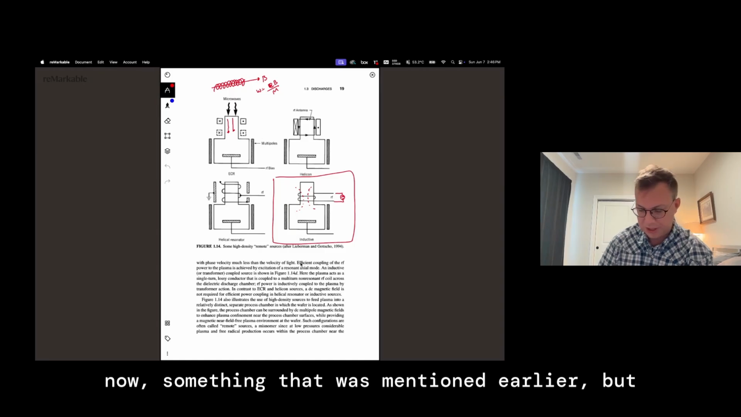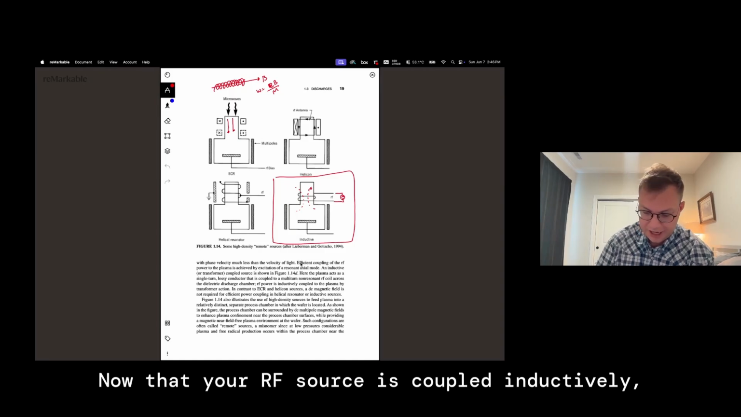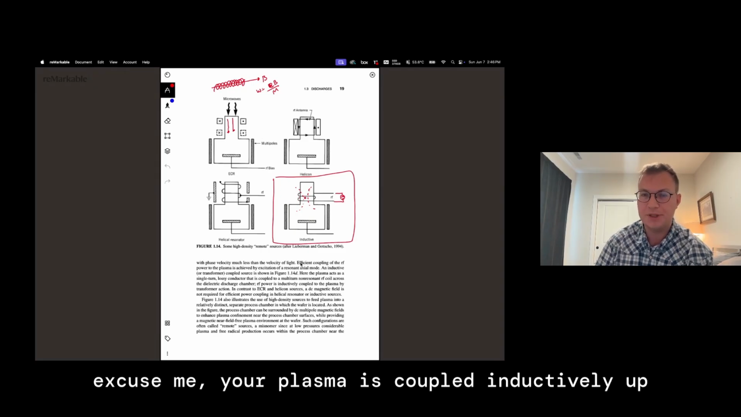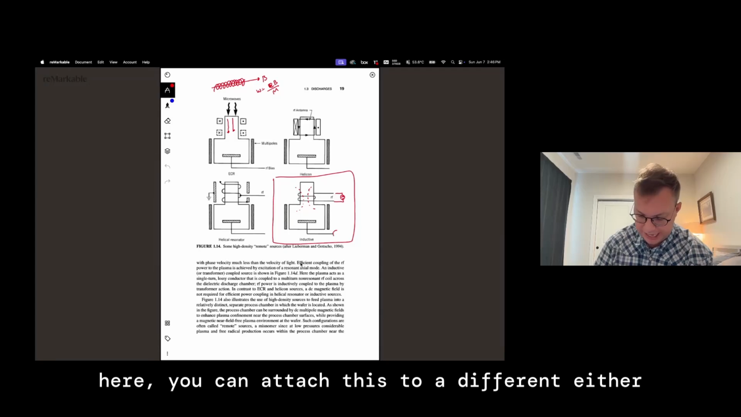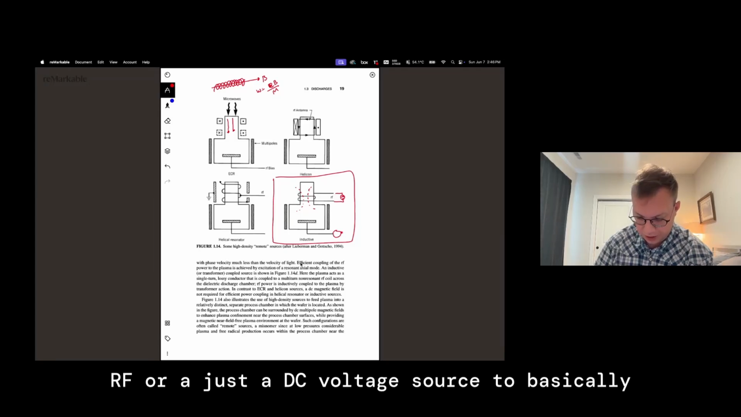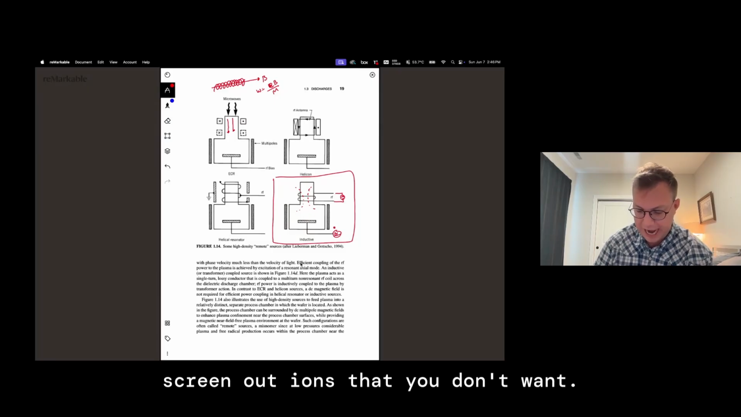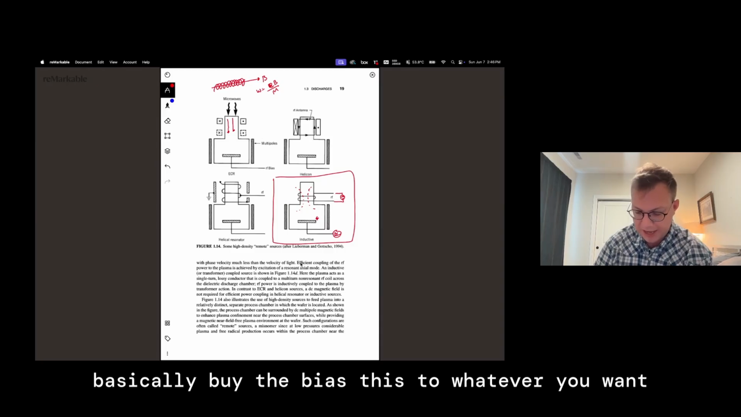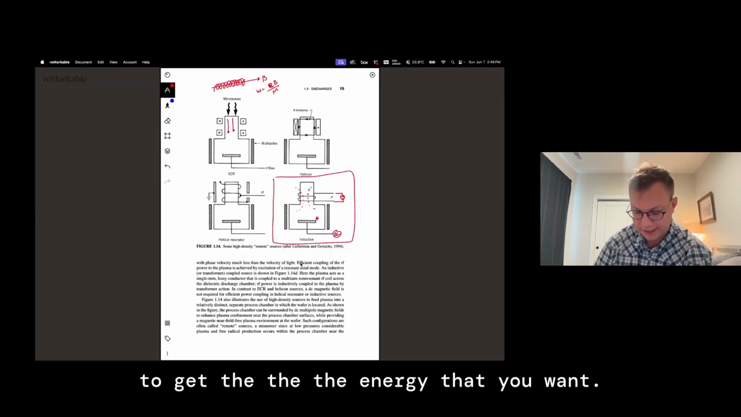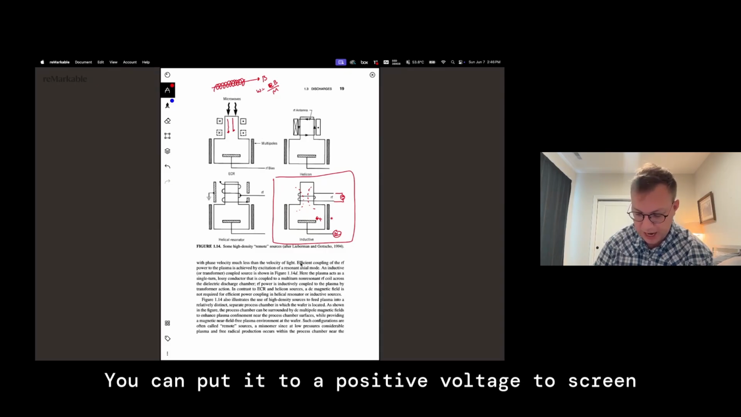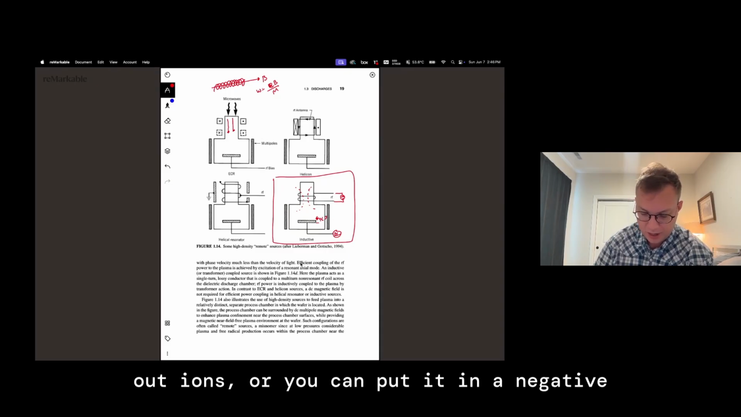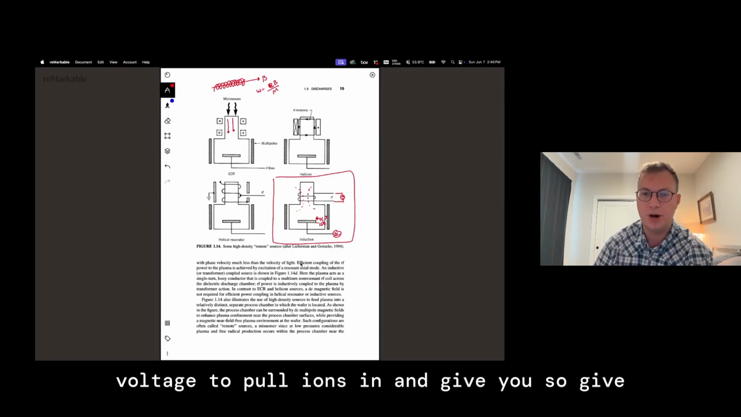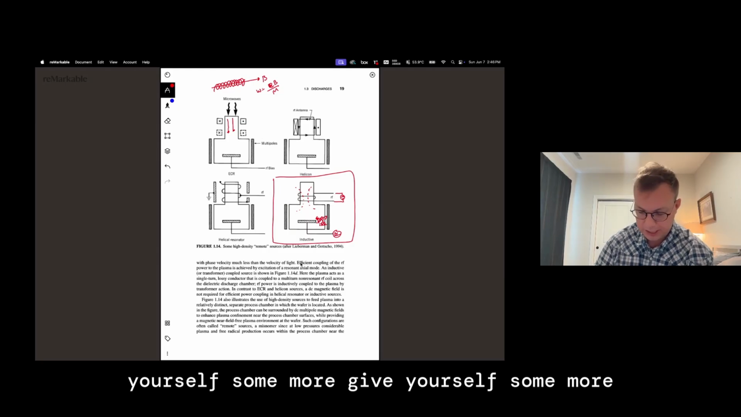Now, something that was mentioned earlier, but I'll reiterate, is that now that your plasma is coupled inductively up here, you can attach this to either an RF or a DC voltage source to basically screen out ions that you don't want. You can bias this to whatever you want to get the energy that you want. You can put it at a positive voltage to screen out ions, or at a negative voltage to pull ions in and give yourself some more energy.